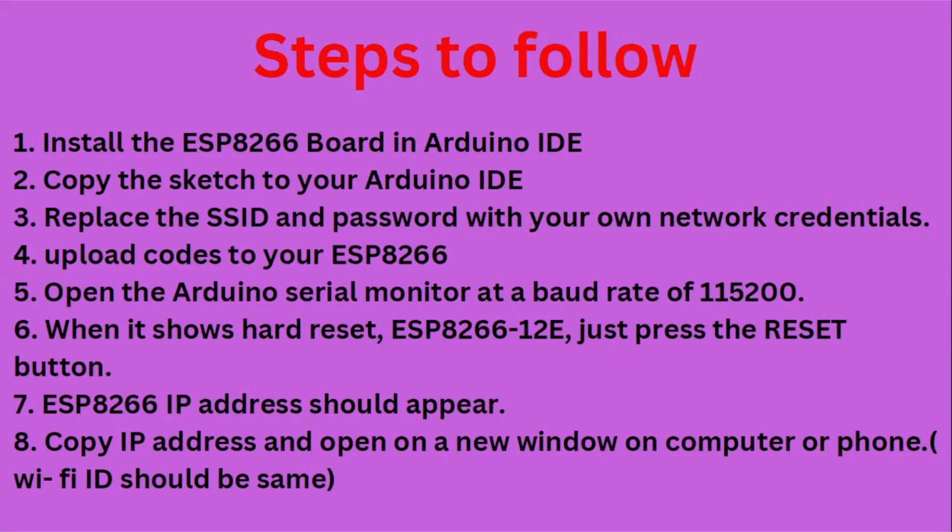At that place, in the inverted commas, you have to put your SSID and password. Okay. Upload the code to your ESP8266. On the Arduino serial monitor, select a baud rate of 115200. You have to select this particular baud rate. If you select the wrong baud rate, you will not get the display.